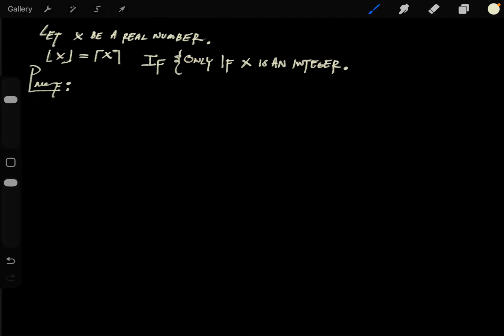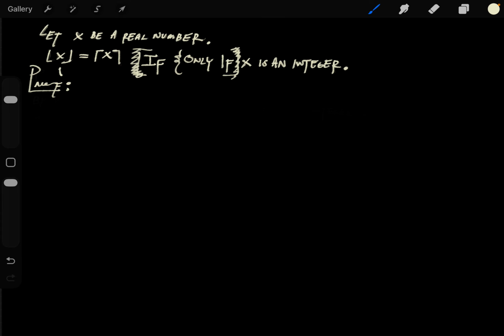Okay, so here we're going to demonstrate an example of an if and only if statement. So here's the if and only if in this case, and we have to understand what it means to say if and only if. So you have this statement. It says, let x be a real number, and it says that the floor of x equals the ceiling of x.